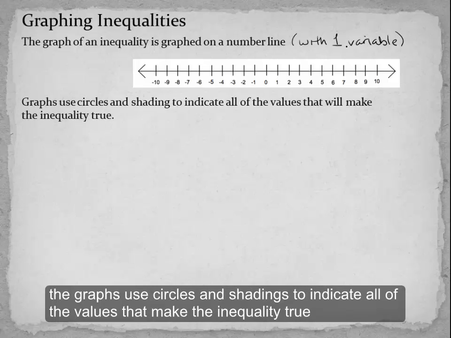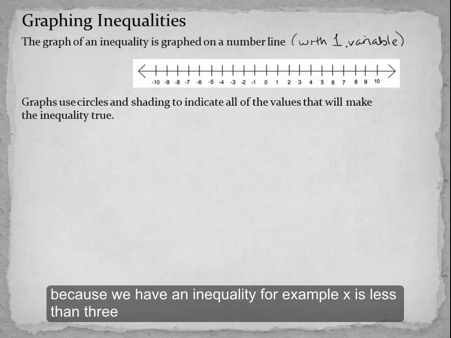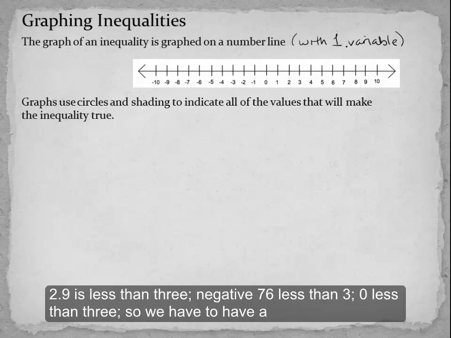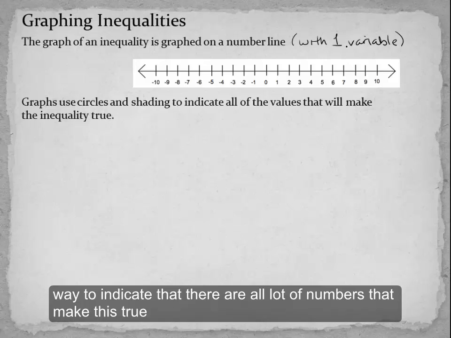The graphs use circles and shading to indicate all of the values that make the inequality true. Because we have an inequality, for example, x is less than 3, there's more than one number that is true. 2.9 is less than 3, negative 76 is less than 3, 0 is less than 3. So we have to have a way to indicate that there are a lot of numbers that make this true.